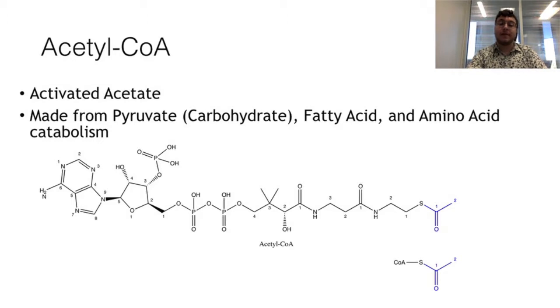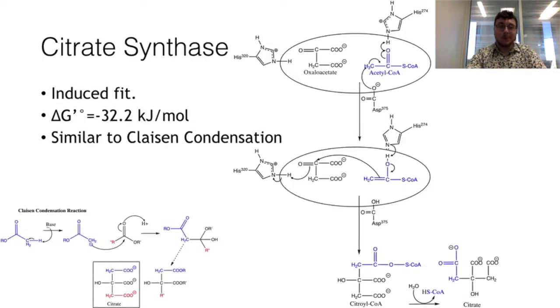Acetyl-CoA is produced from pyruvate, fatty acid, and amino acid catabolism. CoA is used as shorthand to represent the structure of coenzyme A since it's so large. Citrate synthase is the first step. Note that this is a synthase, not a synthetase, since ATP is not used in the reaction. This enzyme catalyzes the condensation of acetyl-CoA and oxaloacetate. This is a highly favorable reaction.